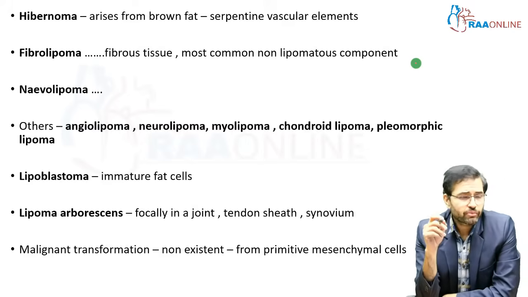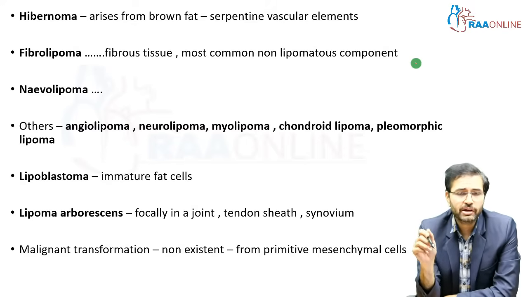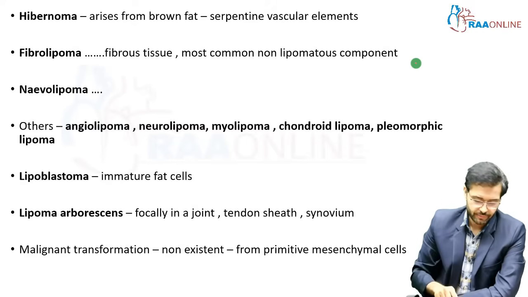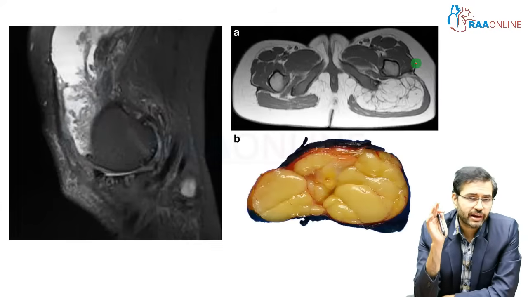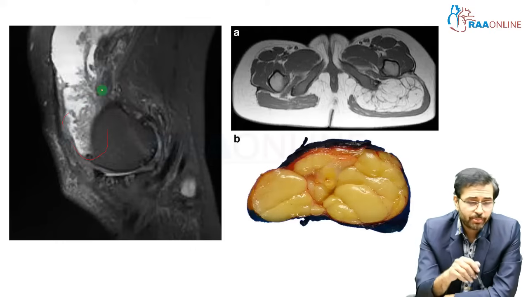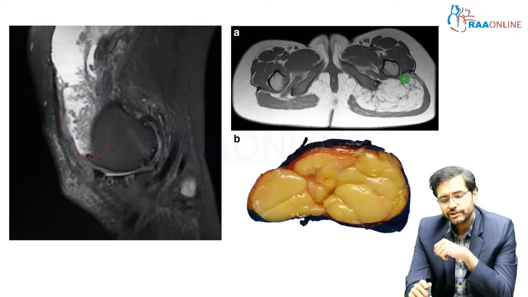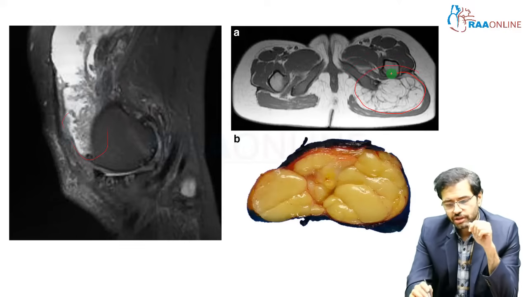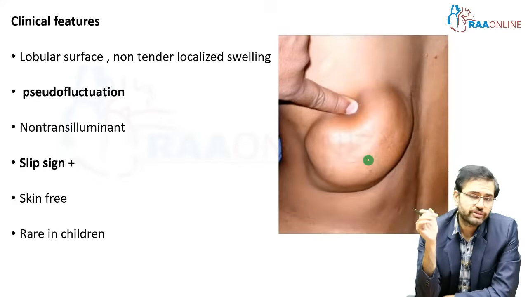Now, malignant transformation of a lipoma is virtually non-existent. Why? Because a lipoma arises from mature adipocytes, whereas malignancies like liposarcoma come from primitive mesenchymal cells. This image here is an MRI showing a lipoma extending into the joint capsule. So this is a lipoma arborescens. This is an MRI image of a lipoma in the gluteal region, and this is an example of a lipoblastoma.